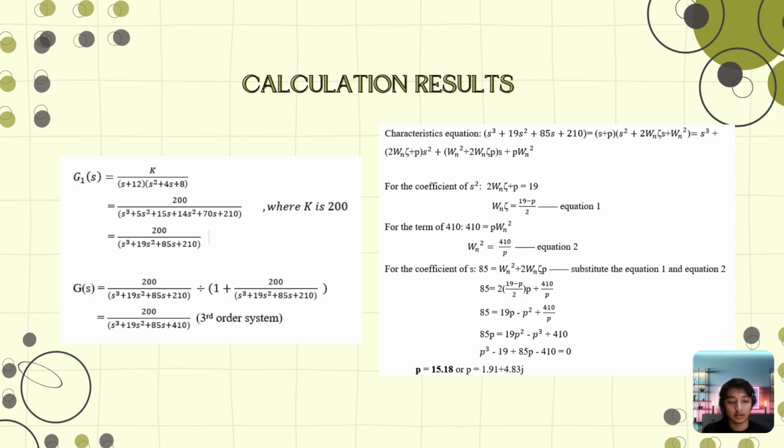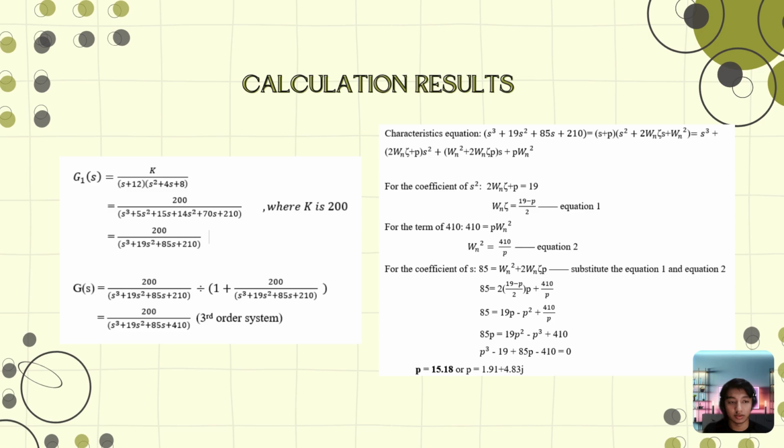For the third order system, which we want to use for the simulation, it is 200 over, we just took the first transfer function above and divide by 1 plus the transfer function above again. And then we got the third order system here, the value that I already calculated. So next, we start with the open loop transfer function.